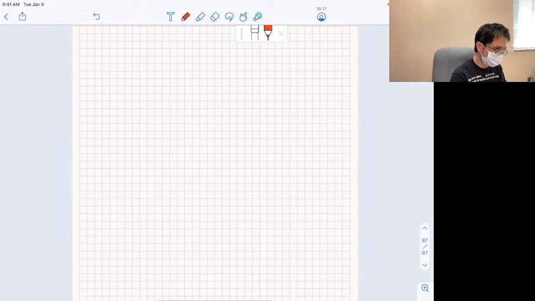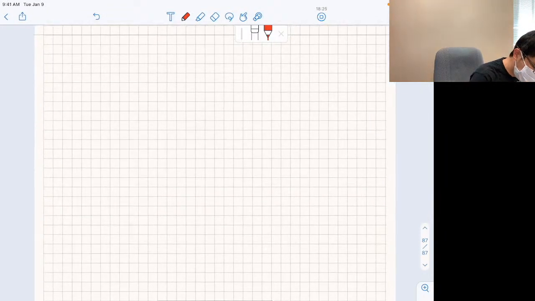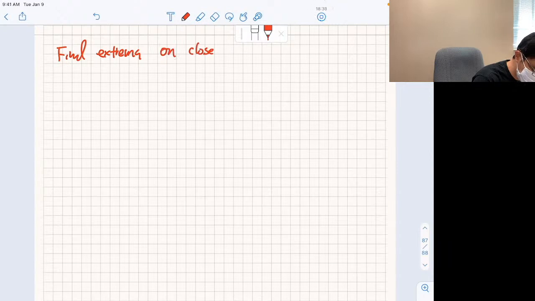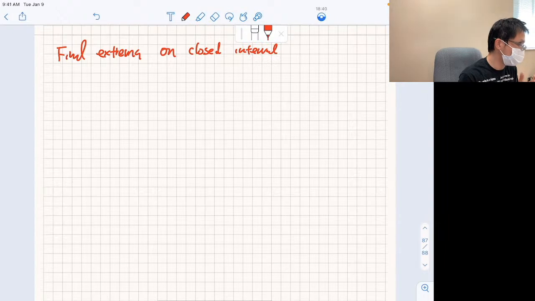Okay, so we're gonna find extrema. How do I find the extrema? Find extrema on a closed interval. How do I find the extrema on a closed interval?